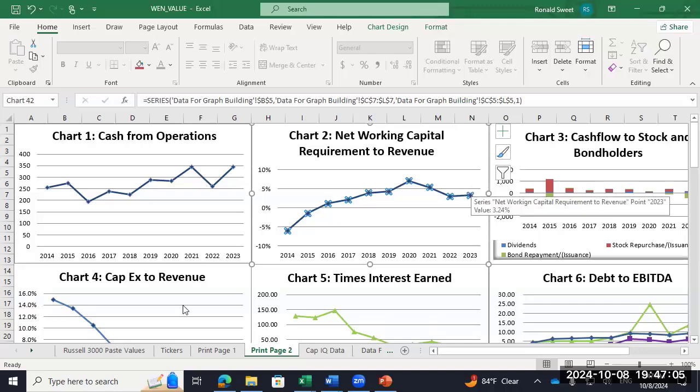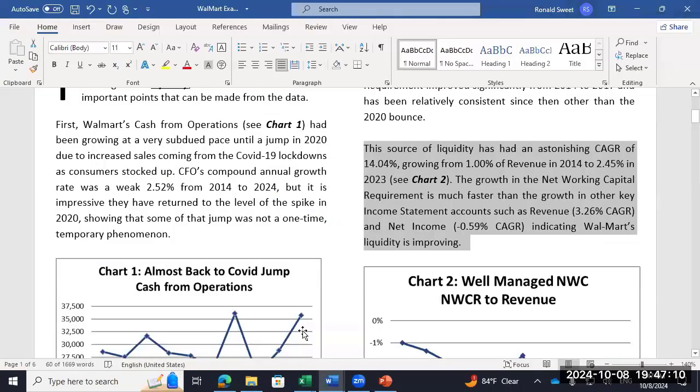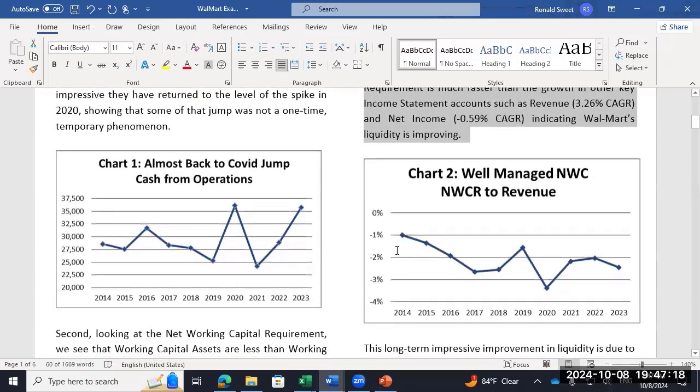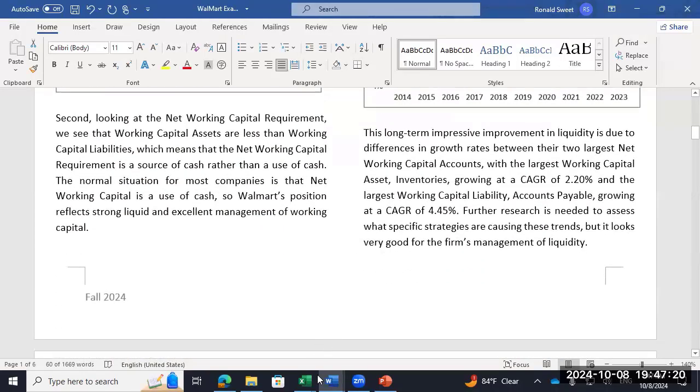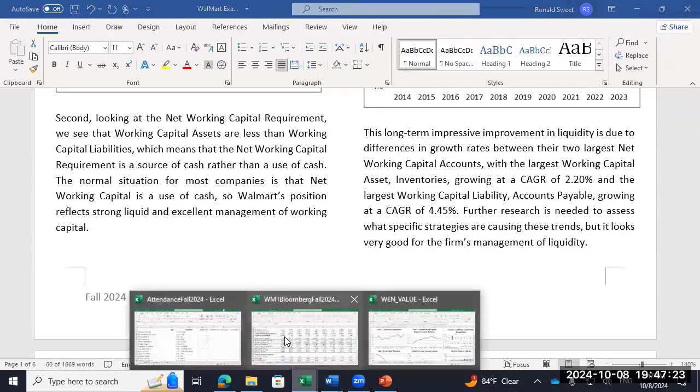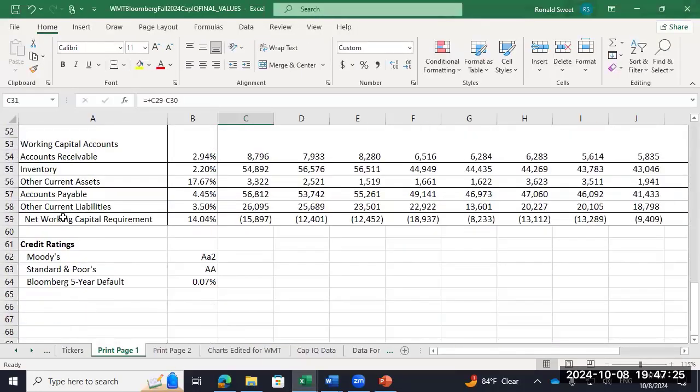All right. So number 1, is it a source or use? Number 2, what's the trend? And then number 3, try to explain that trend. And that's what I give you at the bottom of page print 1. I give you that data to be able to look at that.